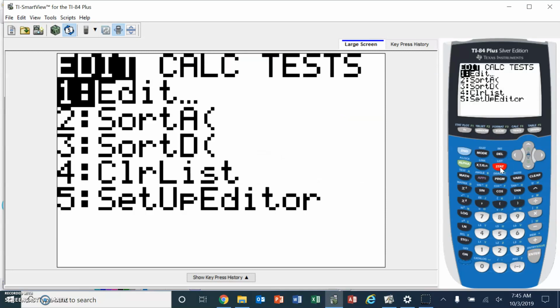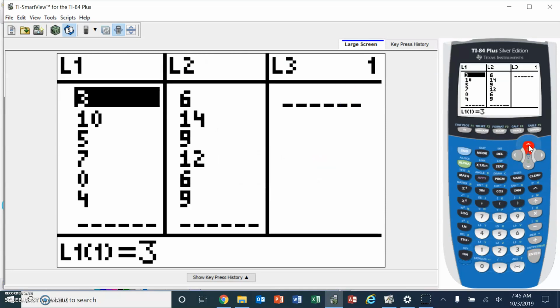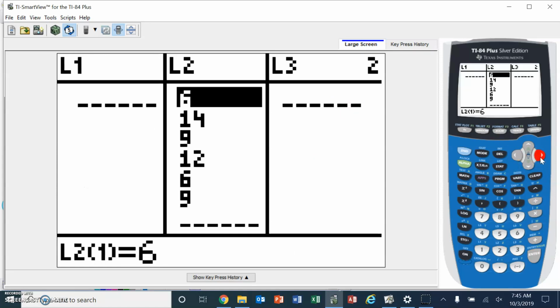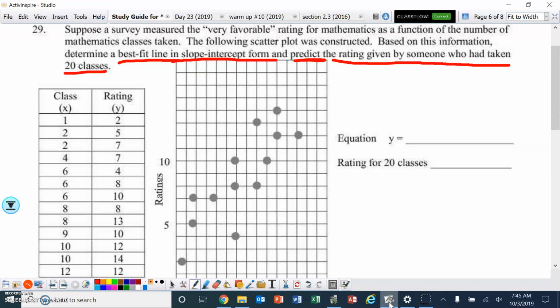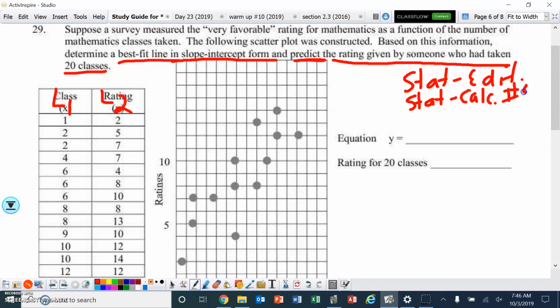I'm not going to put all these numbers in, but again, we're going to go to our stat edit. We would put these numbers in list 1 and list 2. I'm not going to do that because that's going to take up too much time. So this will go in list 1, this will go in list 2. So I did stat edit, I typed them in, and then I did stat calculate number 4. And when I'm all done, I get 0.87x plus 3.